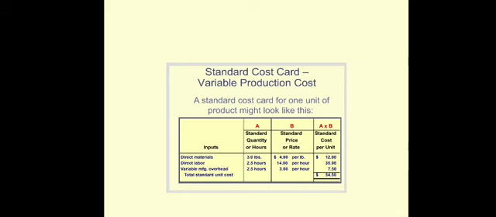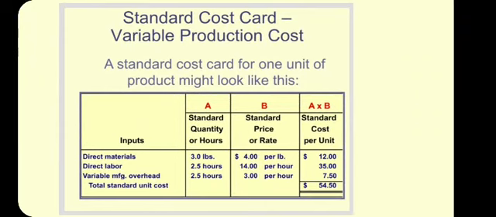So let's see here. This is an example of a standard cost card for a product. In this standard cost card, the business that produced this product has said how much is the cost that they want to spend for direct material, how much they want to spend for direct labor cost, and also how much they want to spend for the overhead. So in this example, the cost is like $12 for material, $35 for labor, and $7.50 for the overhead.